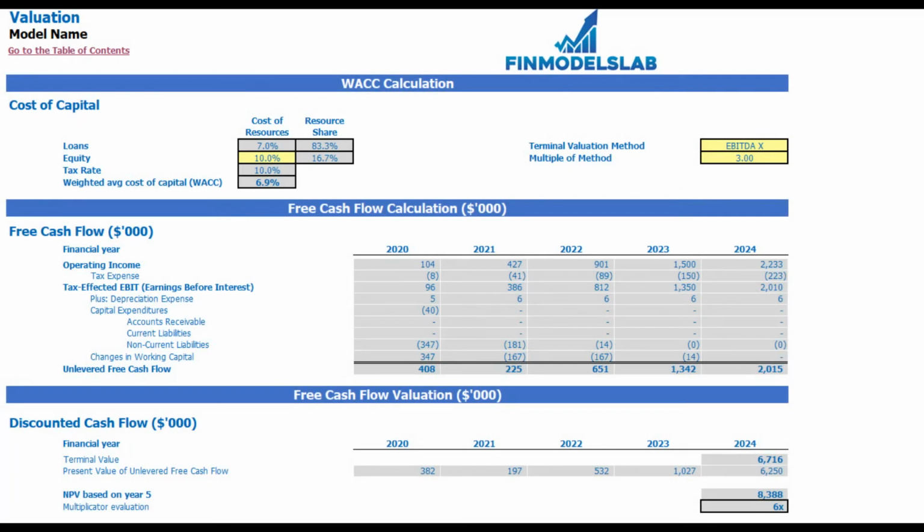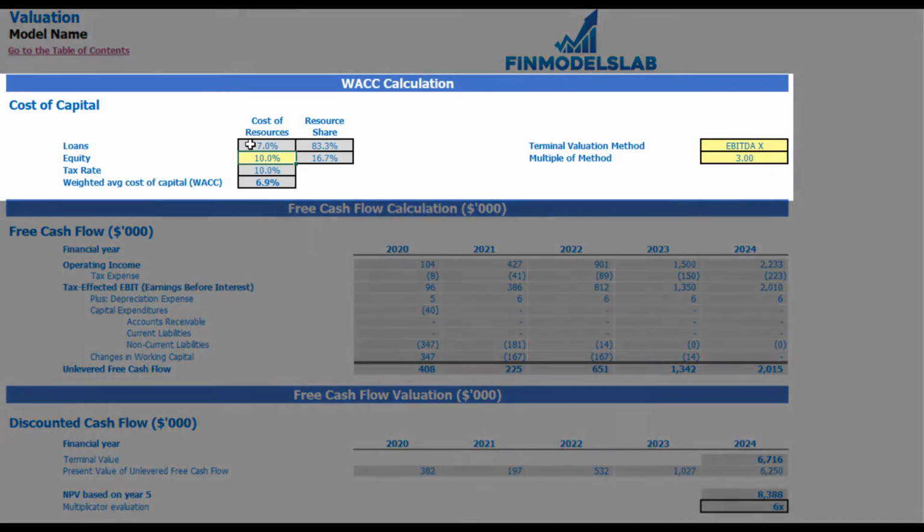On the Valuation tab you may see the calculation of company valuation based on the cost of equity, which you may input here, the cost of loans you previously inputted on the dashboard, the calculation of resource share you may see here, there is also the tax rate, and here you may find the weighted average cost of capital.